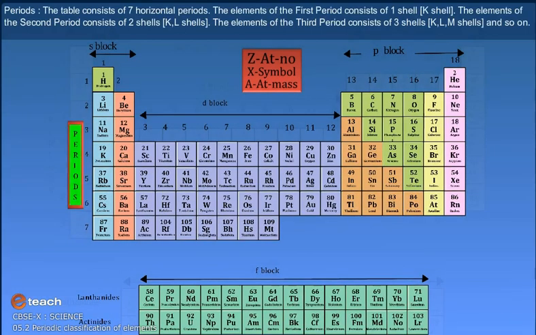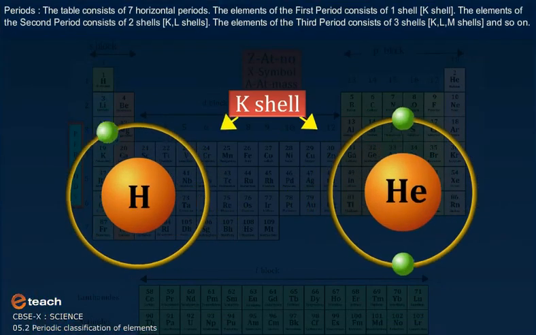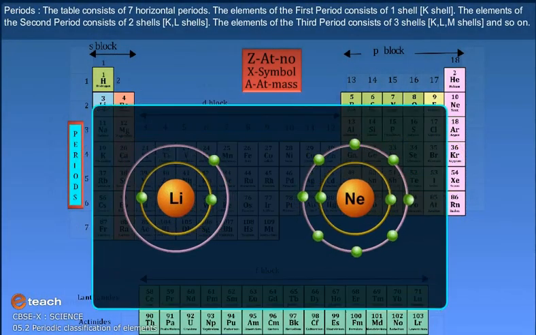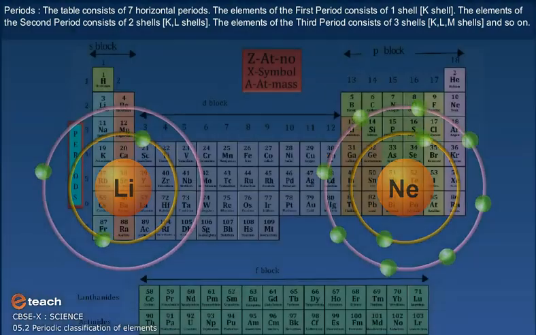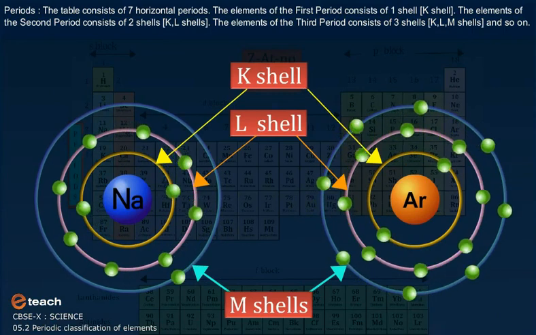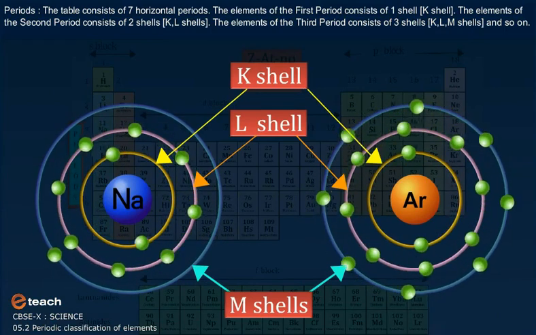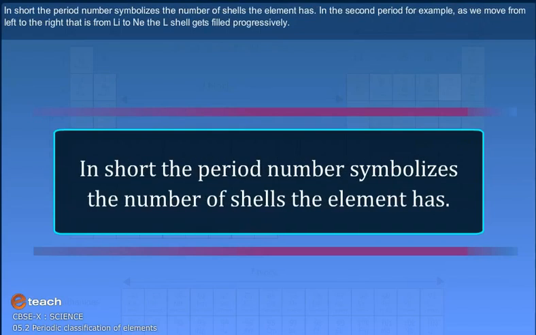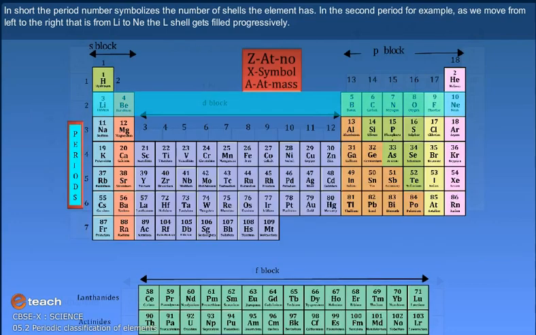Periods. The table consists of 7 horizontal periods. The elements of the first period have 1 shell. The elements of the second period have 2 shells. The elements of the third period have 3 shells, and so on. In short, the period number symbolizes the number of shells the element has.